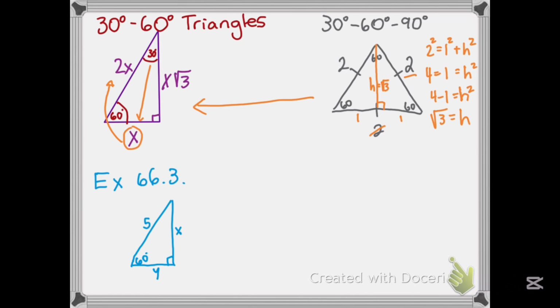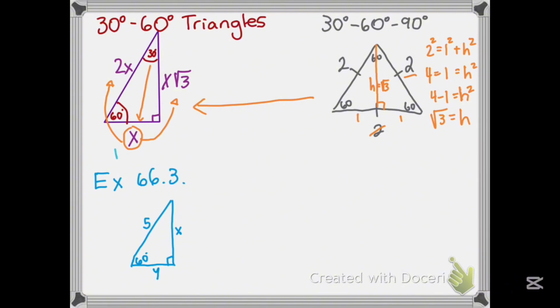So to find the hypotenuse, I have to multiply times 2 to get the hypotenuse, or the longest side. And we have to multiply times square root of 3 to get the medium side. And this is going to happen always, always, always. So you have to memorize this, okay? You have to memorize that little triangle.